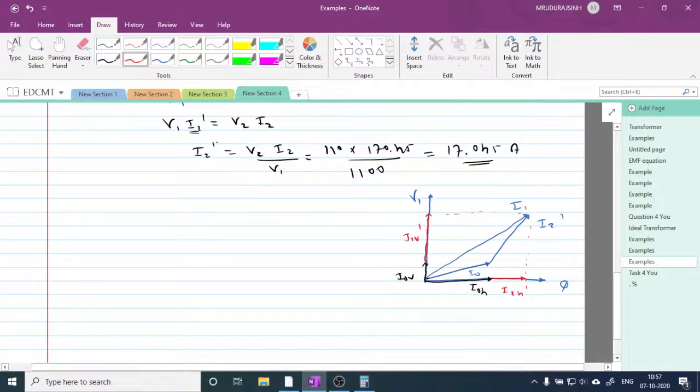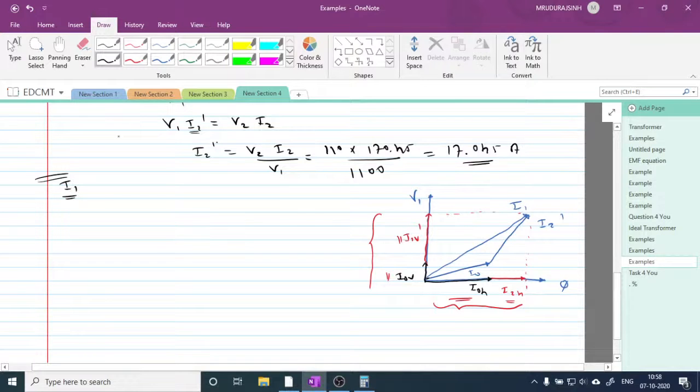Now if I want to calculate I1, I need to add these horizontal components and these vertical components. First I will find the total horizontal and total vertical, and then I will add these two. So now we are calculating I1. First of all we'll go for the horizontal components, right?